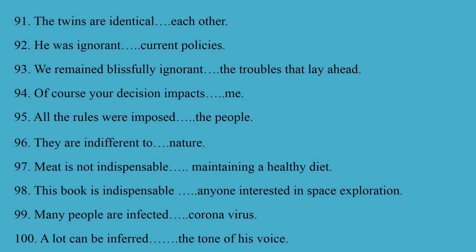The twins are identical with each other. Identical with each other. दोनों बिल्कुल एक जैसे हैं. He was ignorant about current policies. Ignorant about. We remained blissfully ignorant of the troubles that lay ahead. Now there is a difference. Ignorant about current policies and ignorant of the troubles that lay ahead. Of course, your decision impacts on me. All the rules were imposed on the people.